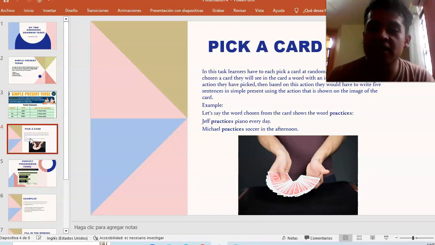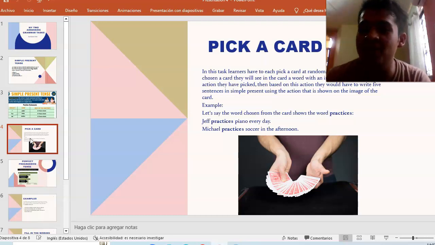In this task, learners have to each pick a card at random. When they have finally chosen a card, they will see on the card a word with an image of what type of action they have picked. Then, based on this action, they would have to write 5 sentences in simple present using the action that is shown on the image of the card. Example, let's say the word chosen from the card shows the word practices. Jeff practices piano every day. Michael practices soccer in the afternoon. So students, based on the word or image shown in the card, they would have to create sentences.